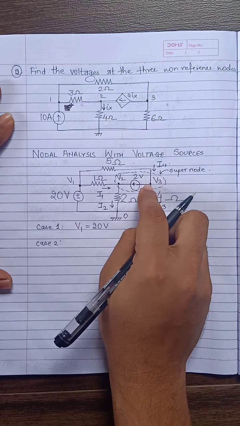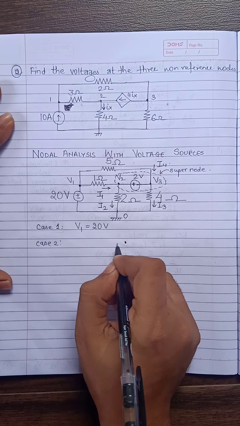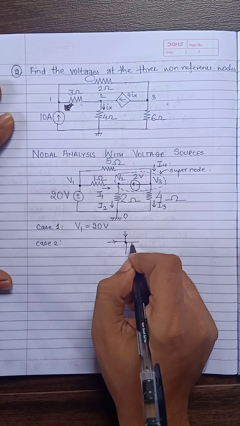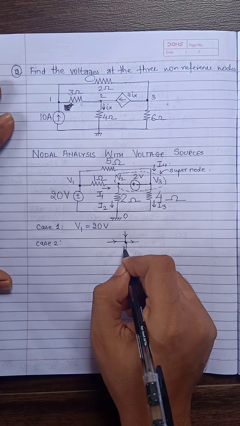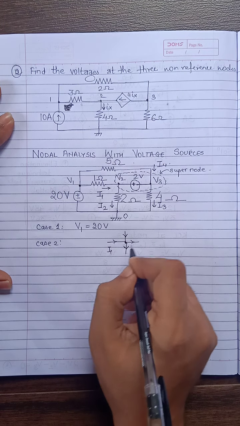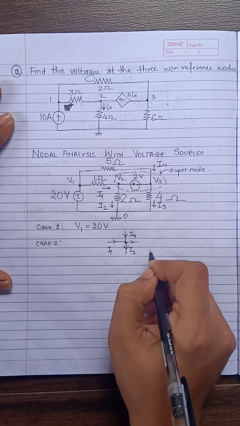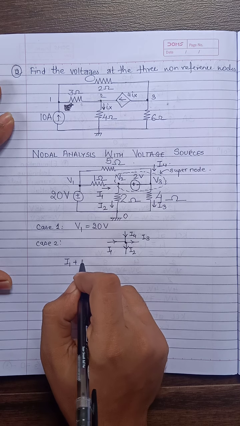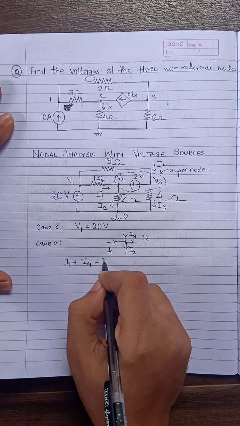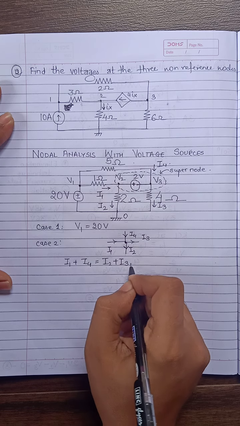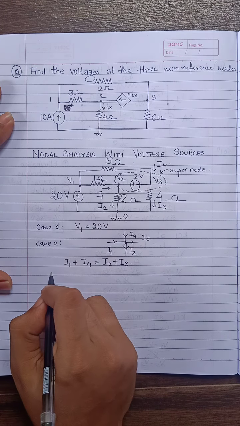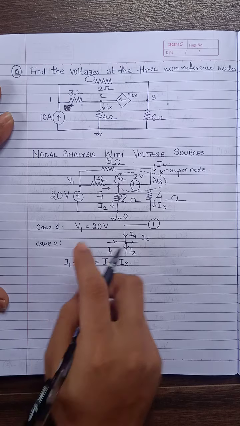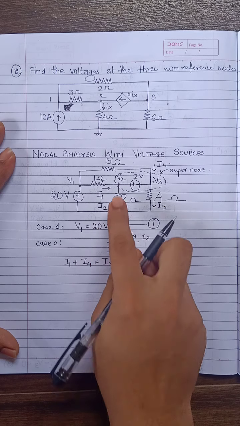So if I apply KCL, I am considering this supernode to be a single node. That means V2 and V3 are treated together, with I1, I4, I2 and I3. So at the supernode I can say I1 plus I4 are flowing towards it, and I2 and I3 are flowing away. I'll call this equation 1. Because there are three nodes, I require three different equations. One equation I already got, that is V1 is 20, so I require two more equations.